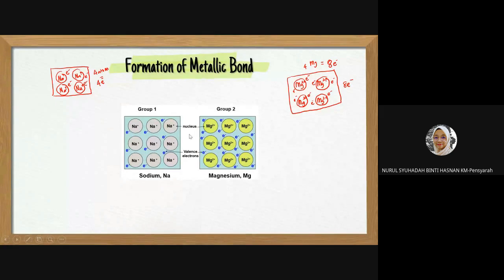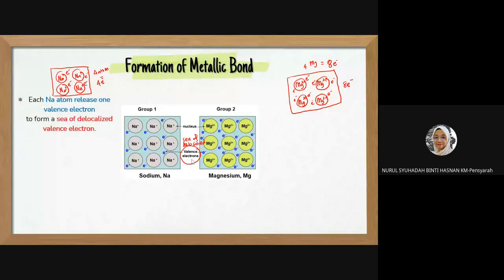So label dia dekat sini, nucleus. So dekat sini kalau Na awak akan label nucleus Na+, and then dekat mana-mana ruang dekat sini labelkan sebagai valence electron. Instead of valence electron, just labelkan sea of delocalized valence electron. So tambah sikit dekat situ. Sebab dia nak nampak awak labelkan ni. Dia nak nampak perkataan sea of delocalized valence electron. Okay, itu dia punya diagram.